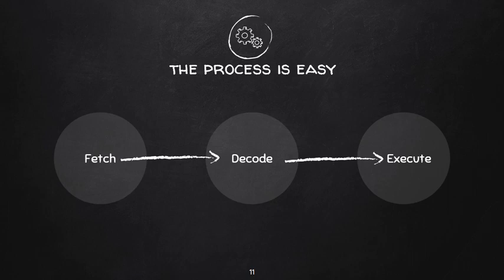As we know, the process is easy: fetch the instruction from the memory, decode it, and then execute the instruction. But what do we actually mean by decode? We need to understand this term because this is the important part of this process.